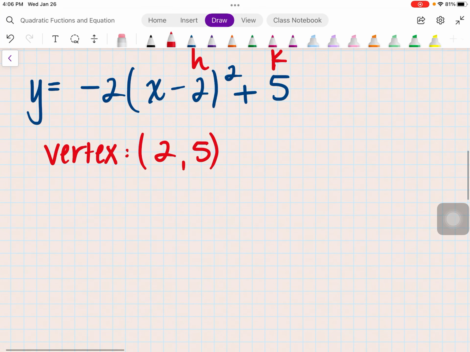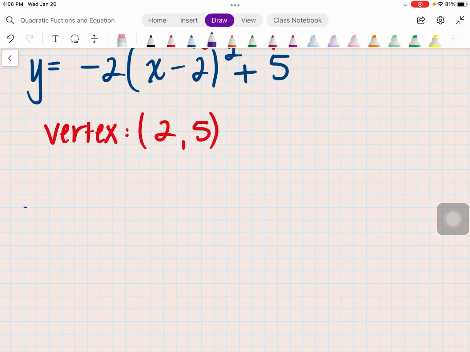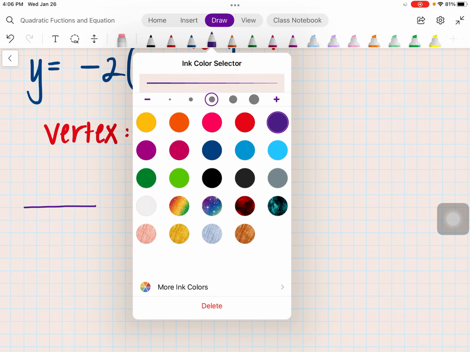Now, let's go ahead and find another point. We already found the vertex, which is the most important point. Now, I want to go ahead and find another point in this case.